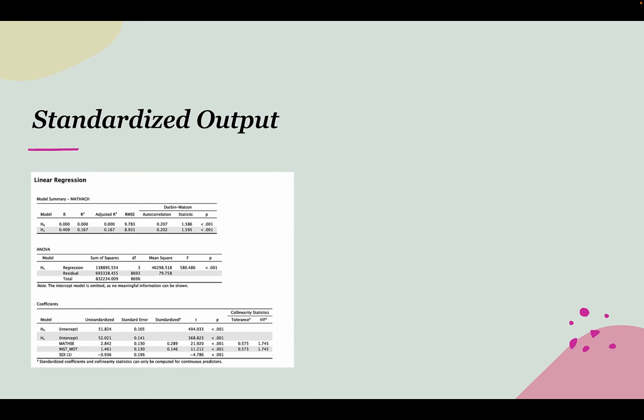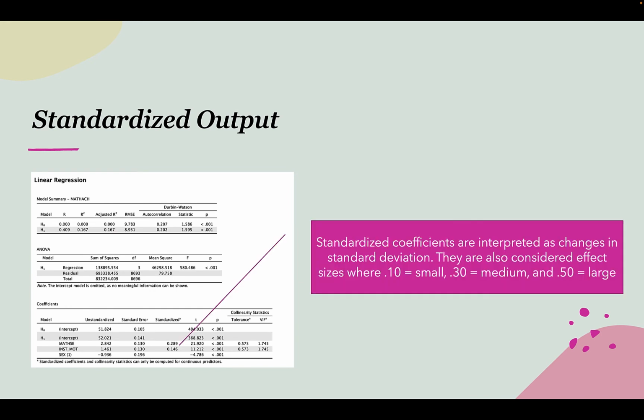We can also look at the standardized output. Standardized coefficients for our continuous variables are interpreted as changes in standard deviation. So let's go back for a second and think about interpreting the unstandardized coefficient for math self-efficacy. What 2.842 is telling us is that for a 1 unit increase in math self-efficacy, there is a 2.842 increase in 10th grade math achievement.